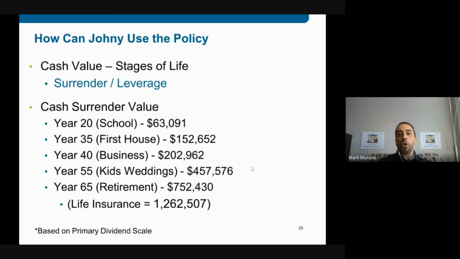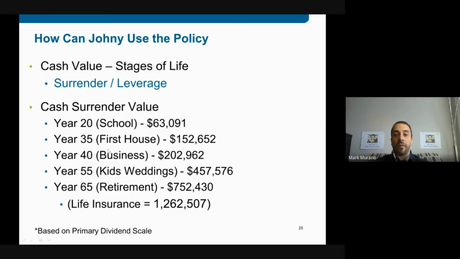So what is Johnny going to do with this contract down the road? Because Grandma Jeannie was a believer in insurance and thought it'd be a great opportunity to set him up for later on in life. The cash value tends to be a big focus of the sale. So where he can use this cash value at different phases of his life. So for example, at year 20, still in school, maybe he has some debt or some loans that he wants to be repaid or some schooling paid for. He could potentially surrender or borrow against his contract at $63,000.